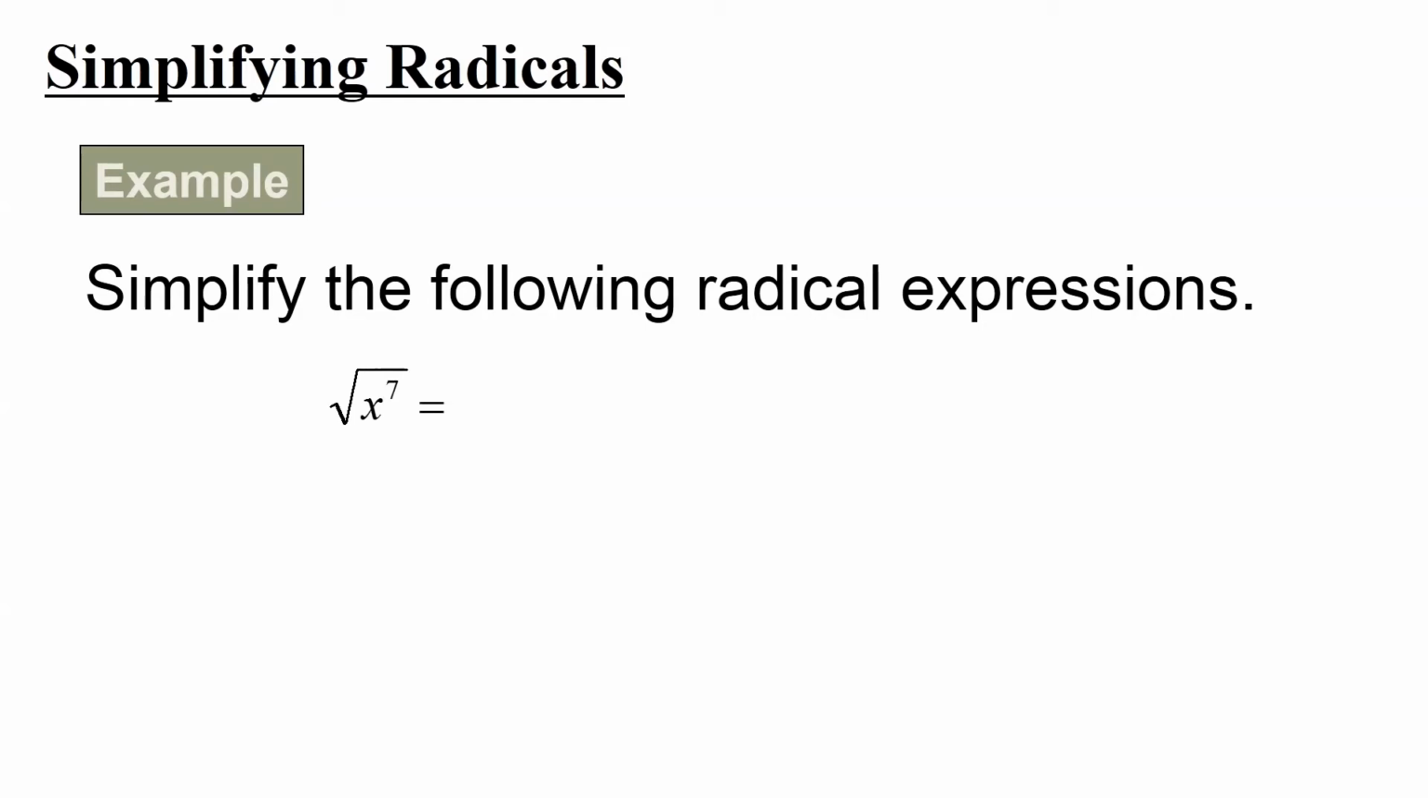Now simplifying radicals. Let us take an example. Suppose you have radical x to the power 7, and I ask you to simplify the following radical expression. So radical x to the power 7 is written as radical x to the power 6 times x. Why? Because you know from the power rule that a^m times a^n is a^(m+n). So here, as if you have here 1. So just a minute, this is 1.